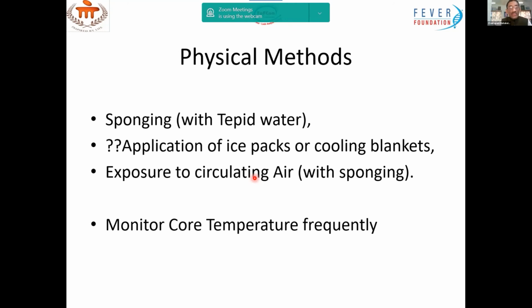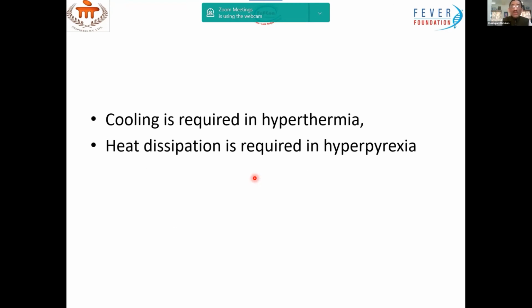Along with sponging, there should be exposure to breeze, use a fan or other modalities, because evaporation is a very good method of taking care of loss of temperature, and monitor the core temperature frequently. Cooling is mainly for hyperthermia. There the thermostat is not reset, so cooling is quite appropriate. But for hyperpyrexia, heat dissipation is important. So hyperpyrexia is treated with antipyretics and heat dissipation measures, mainly tepid sponging and fanning, and that will take care of the temperature by enhancing evaporation.